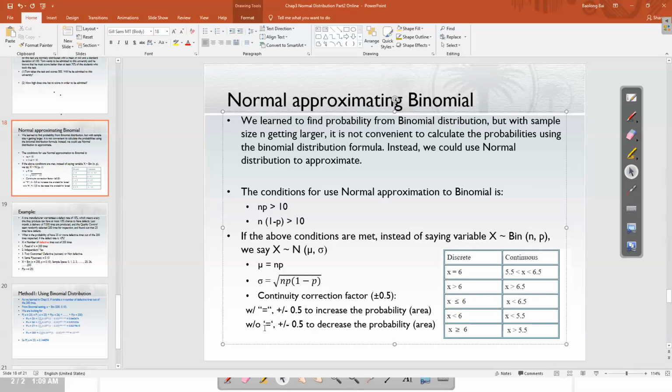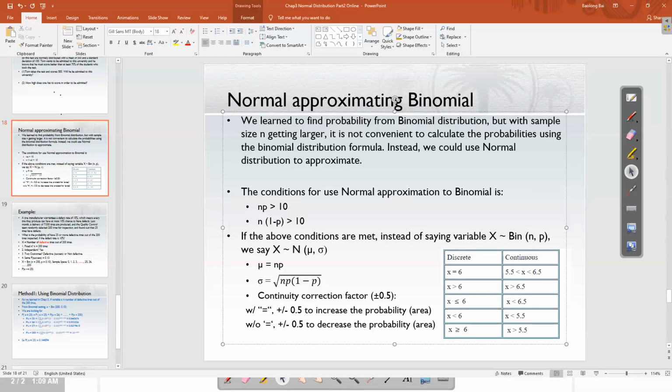So, common sense: when you have an equal sign, you have an additional event, so your probability should be bigger. That's why we want to increase the probability by adjusting 0.5. And if you don't have an equal sign, then you're missing that point. You have one less outcome, so the probability should decrease. So we try to decrease the probability by either adding or subtracting 0.5, right? It's kind of confusing.